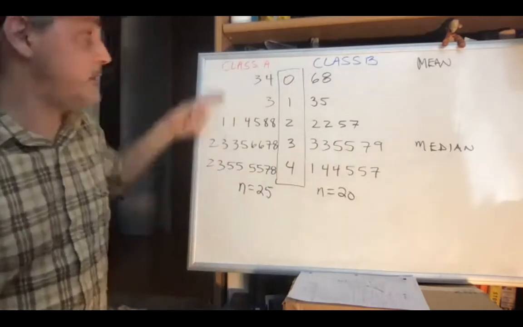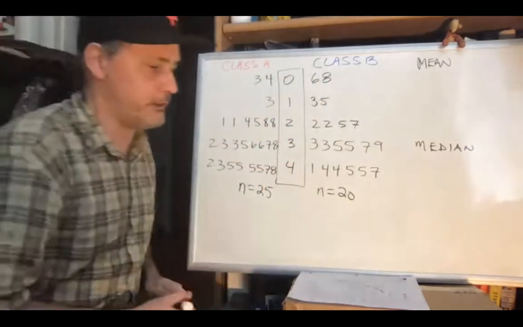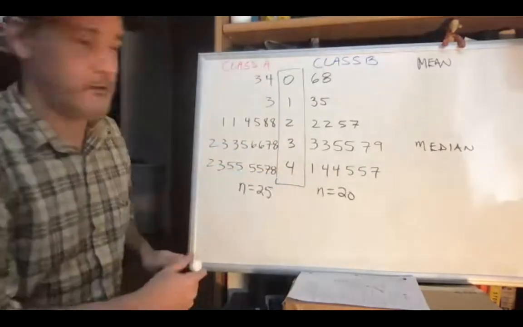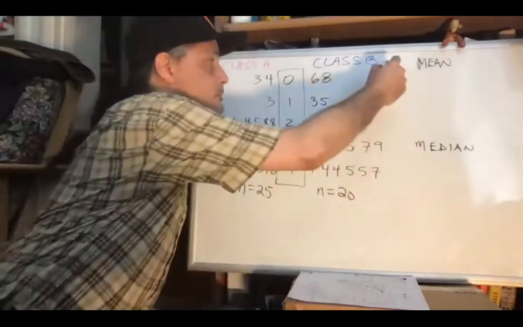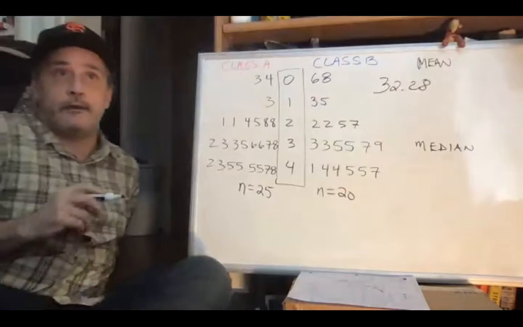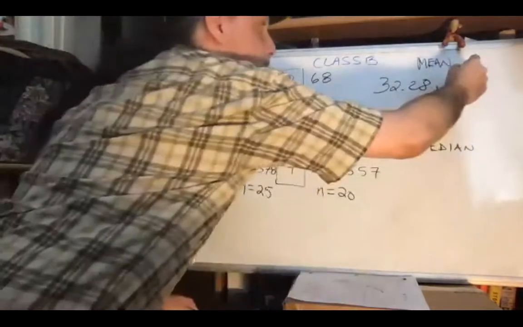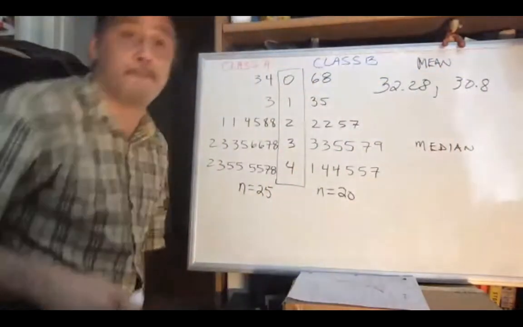Now, if you want to get the mean, you just add all these numbers and divide by 25, then add all those numbers and divide by 20. And remember, you have to include the tens place digits when you add the numbers. So you should get 32.28 as the mean for class A and 30.8 as the mean for class B.